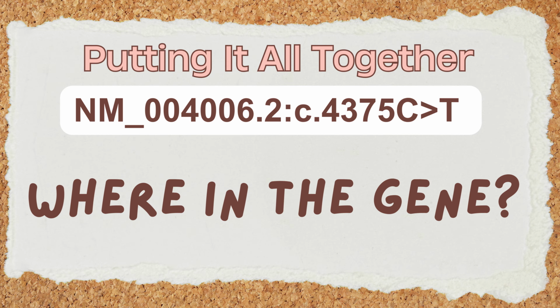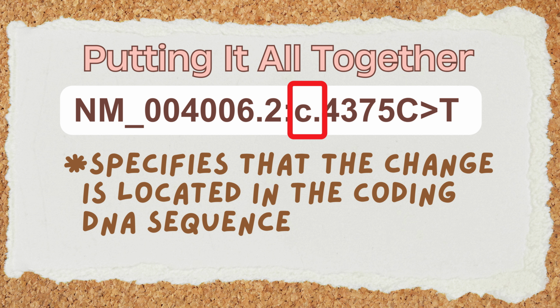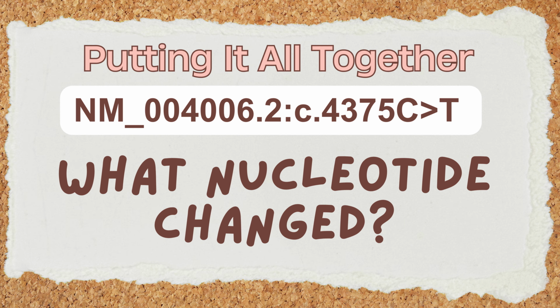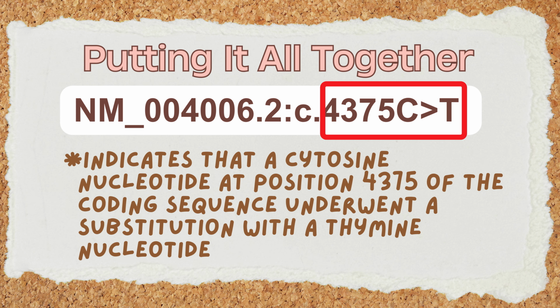When you ask where in the gene, the c. specifies that the change is located in the coding DNA sequence. When you ask what nucleotide changed, the 4375C>T indicates that a cytosine nucleotide at position 4375 of the coding sequence underwent a substitution with a thymine nucleotide. And when you ask what happened at the protein level, the original arginine is replaced by a termination codon, creating a premature stop codon. This often causes a truncated dystrophin protein associated with Duchenne or Becker muscular dystrophy.